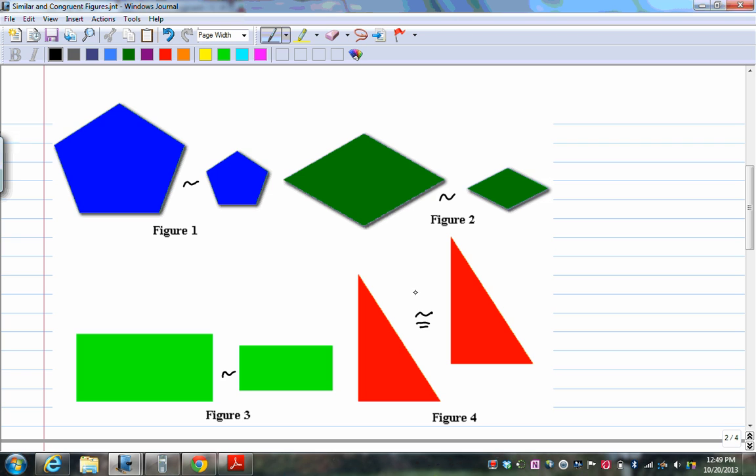Hey, it almost looks like a face, doesn't it? Okay, never mind. Anyway, that's what these are.